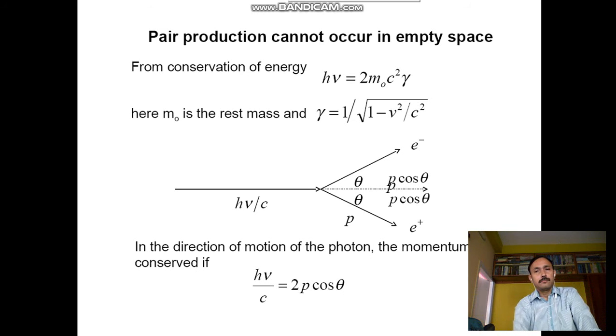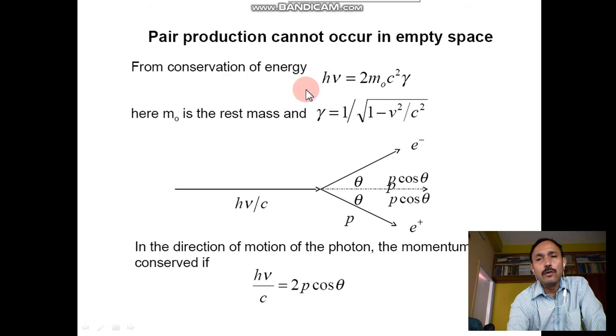Very important aspect: pair production cannot occur in empty space. From the conservation of energy, when the energy is supplied, it becomes 2 mc square. Now mc square means m naught c square over root of 1 minus v square by c square. We are taking 1 by root of 1 minus v square by c square as a term gamma. This is not gamma ray. Gamma is a multiplicative factor. Gamma is equal to 1 by root of 1 minus v square by c square. M naught is the rest mass.